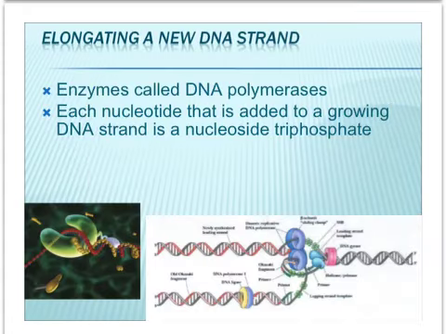So the first stage is elongation of the new DNA strand. What's going to end up happening is that an enzyme, DNA polymerase, is going to play a major role in this process. There are actually two DNA polymerases that we're going to look at, DNA polymerase 3 and DNA polymerase 1. Each one has an important role in the process. Each nucleotide that is added to the growing strand will be a nucleoside triphosphate. The rate of elongation is about 500 nucleotides per second in bacteria and 50 per second in human cells.